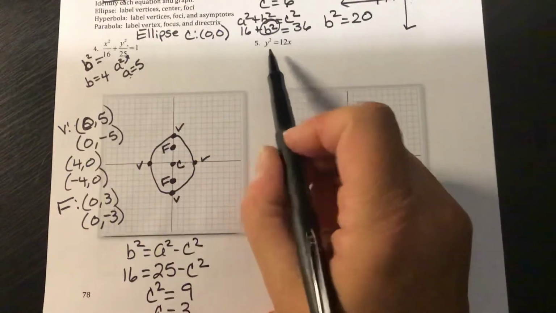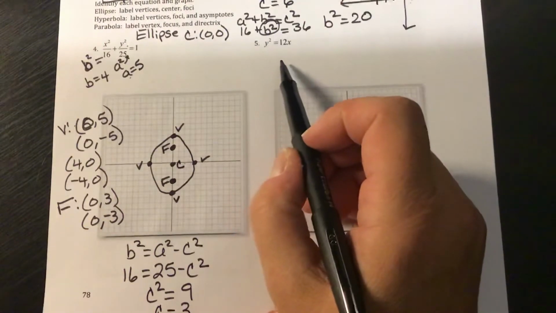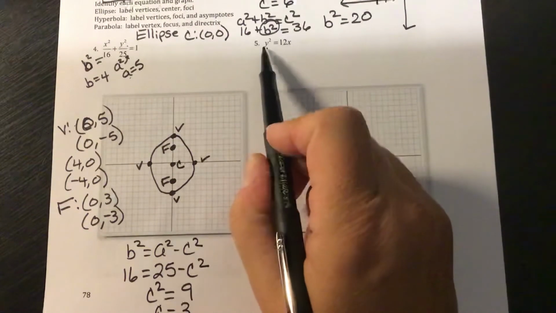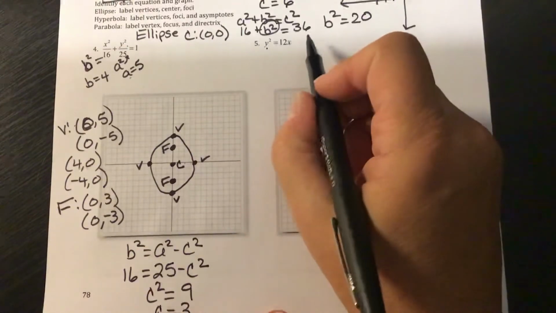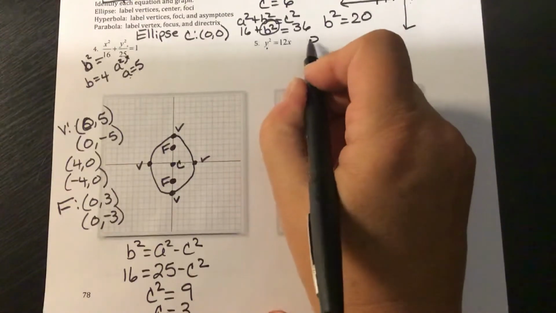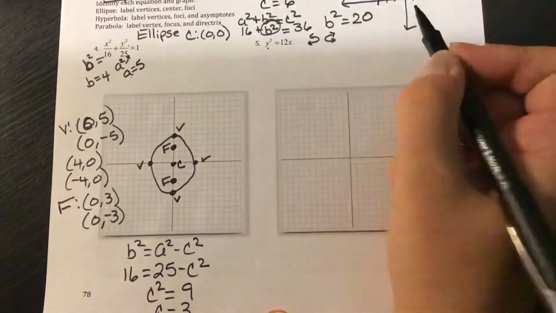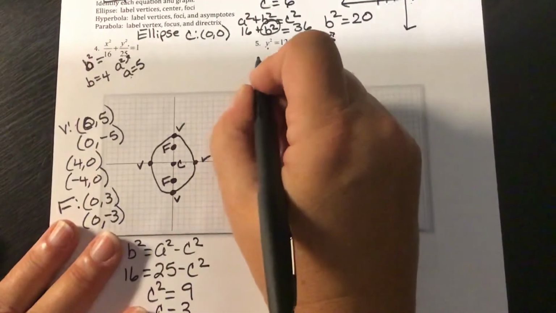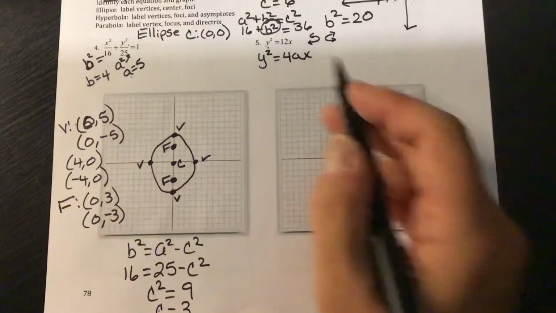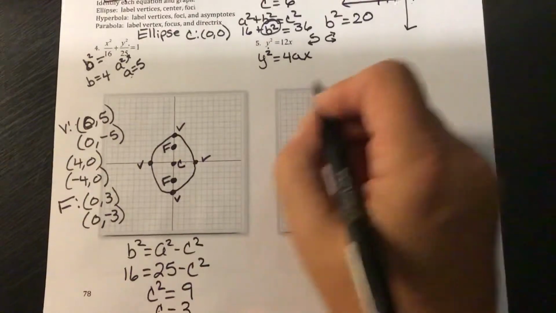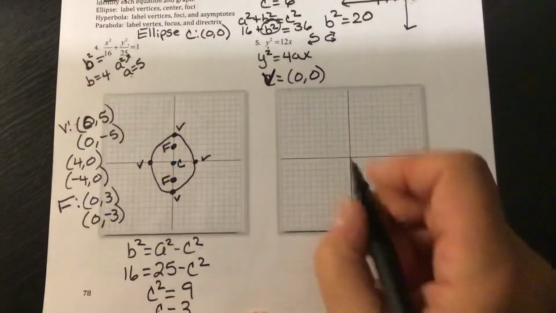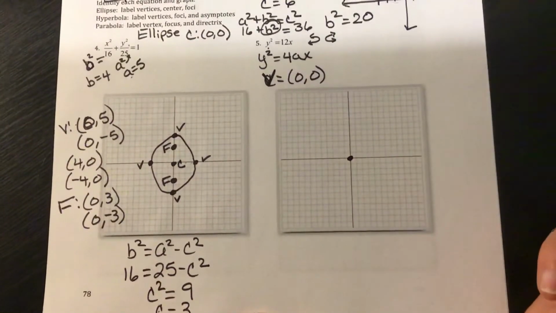On number 5, here I have a parabola, and I know that because y is squared but x is not. If x were squared, that would be a parabola like we've seen with quadratics. But since the y is squared, we're going to look at opening to the side. So if I think of the general form, y squared equals 4ax. I don't have any transformations here, so my center is 0, 0. Or in a parabola, it's just the vertex. So we have a vertex at 0, 0.